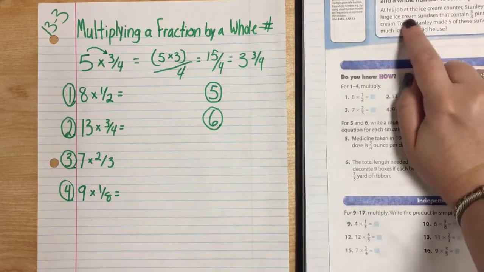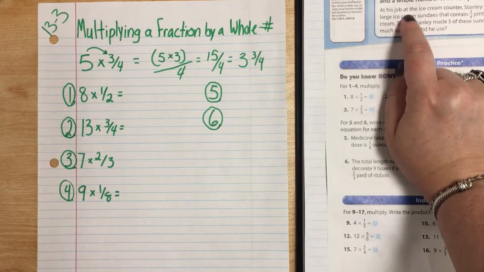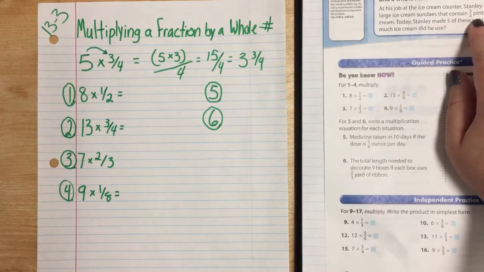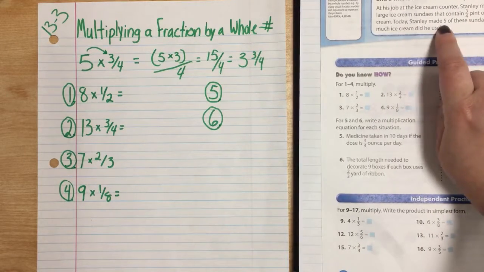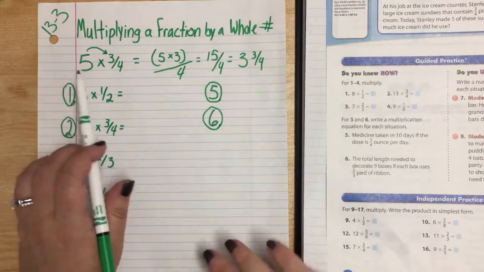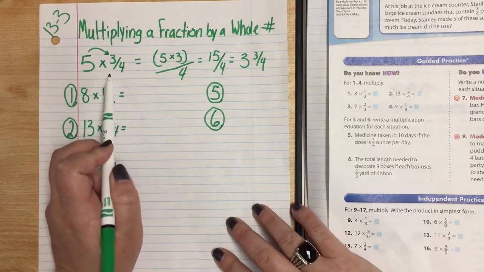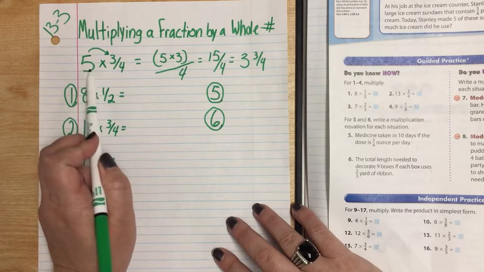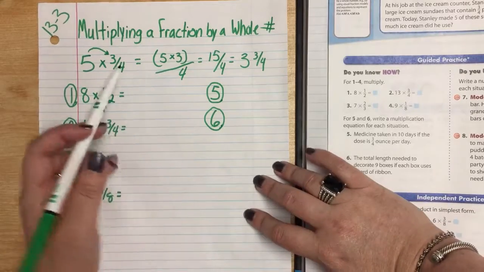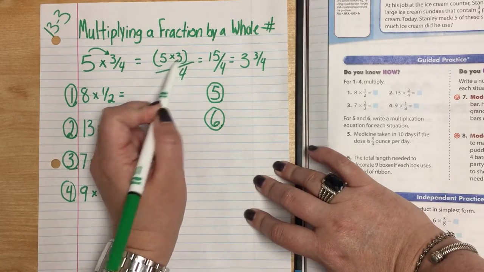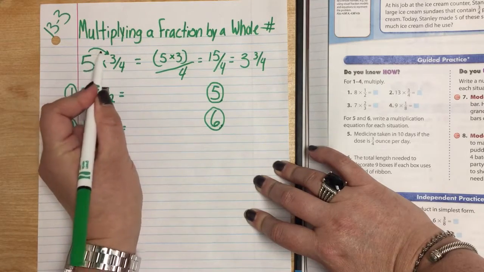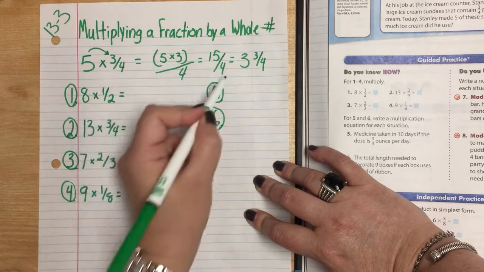So in your book, the problem it's giving you is, at his job at the ice cream counter, Stanley makes large ice cream sundaes that contain 3/4 pint of ice cream. Today, Stanley made 5 of these sundaes. How much ice cream did he use? Okay, so he has 3/4 of a pint, and he's making 5 of them. So I am doing 5 times 3/4. Now, another way to write this is 5 times 3 over 4, because the denominator never changes. So 5 times 3 is 15 over 4.